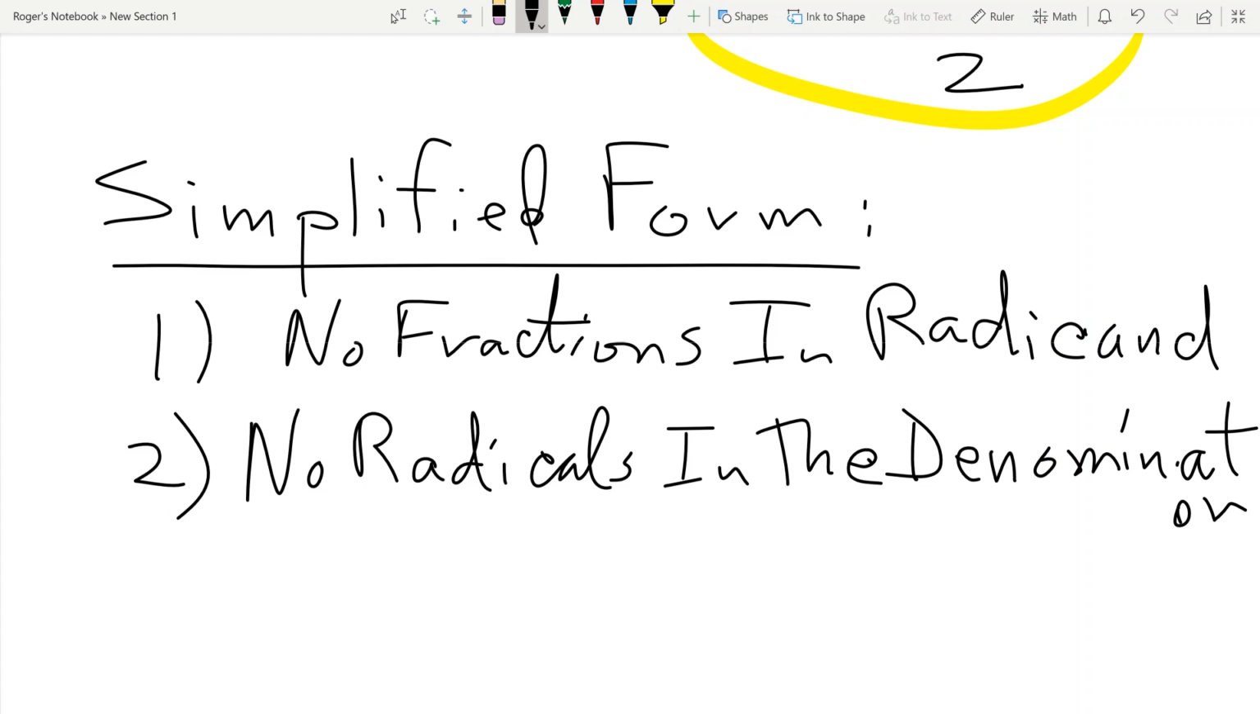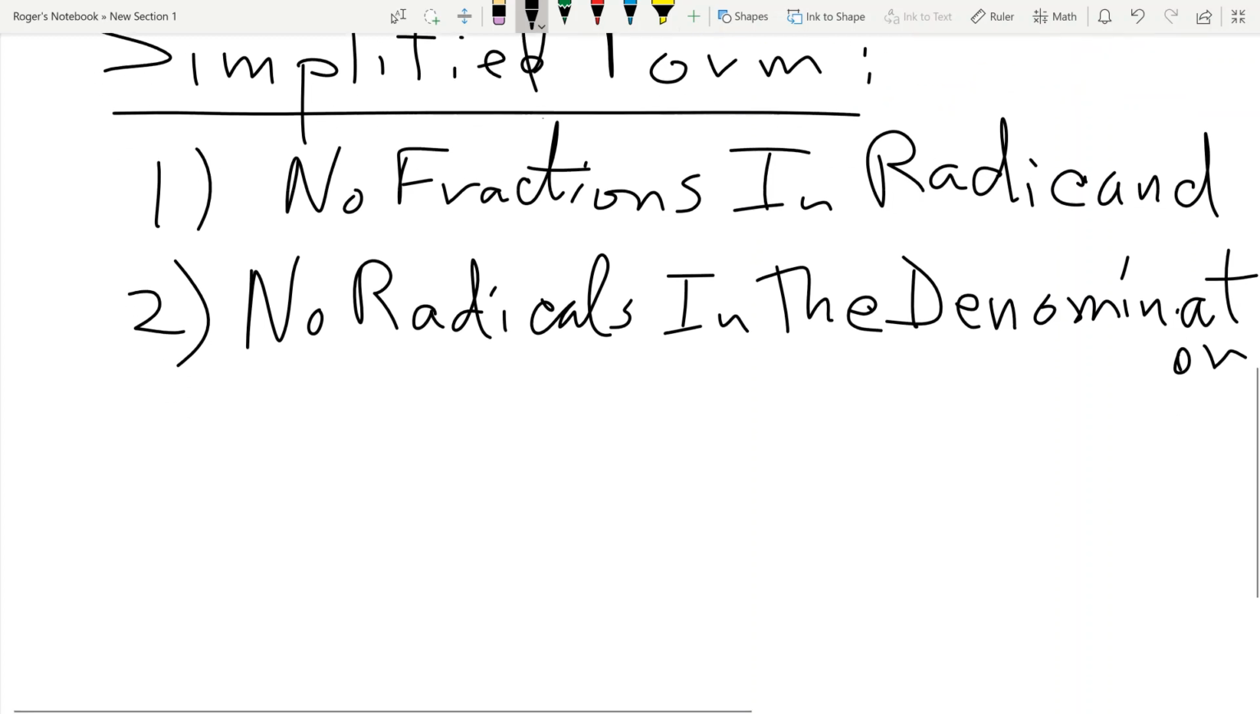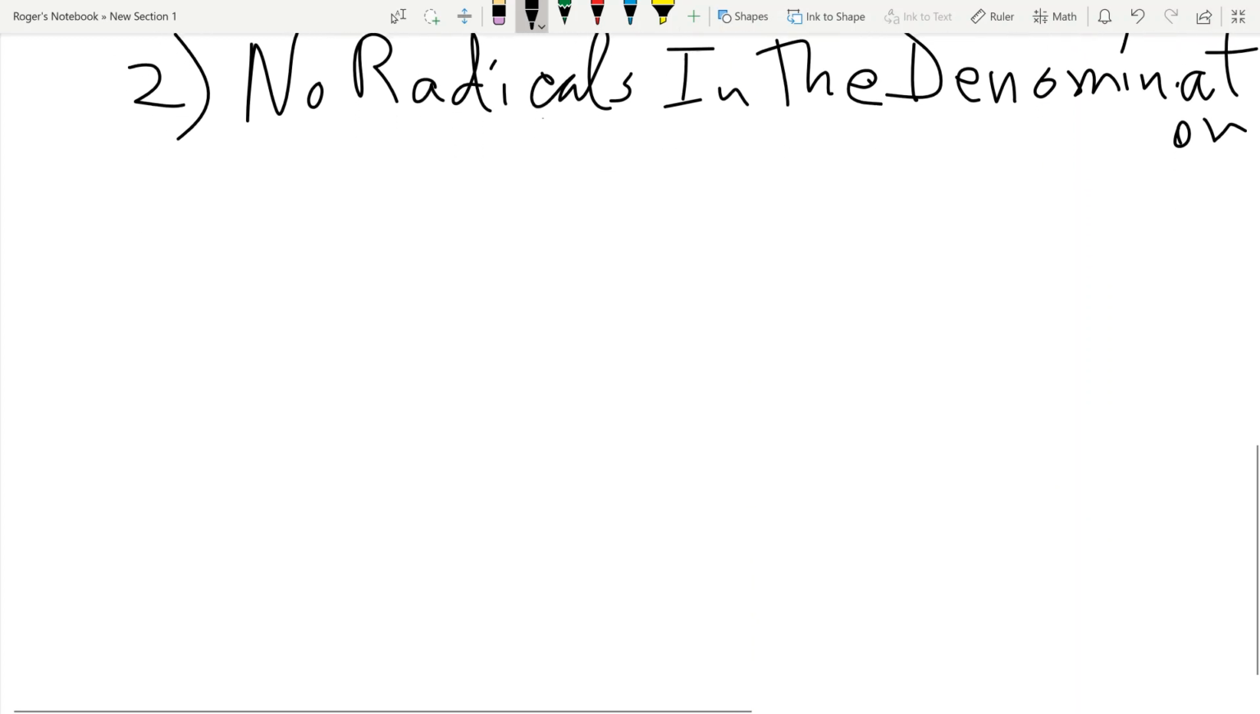So those 2 things together will let you know whether you're in simplified form. If you have a fraction as your radicand, you're not. And if you have a radical in the denominator, you're not simplified. Now, a few special cases that you need to watch out for.